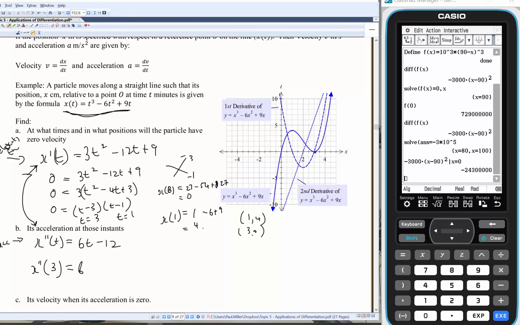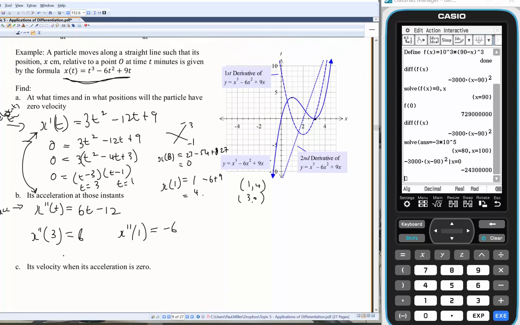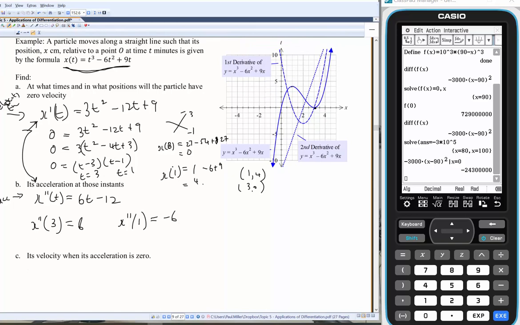Let's just see if that looks right. 3, 6 looks right. And x double dash 1, this should be negative. 6 times 1 is 6. 6 take 12 is -6. 1, -6 looks right. Okay, what we want to know is its velocity when its acceleration is 0.